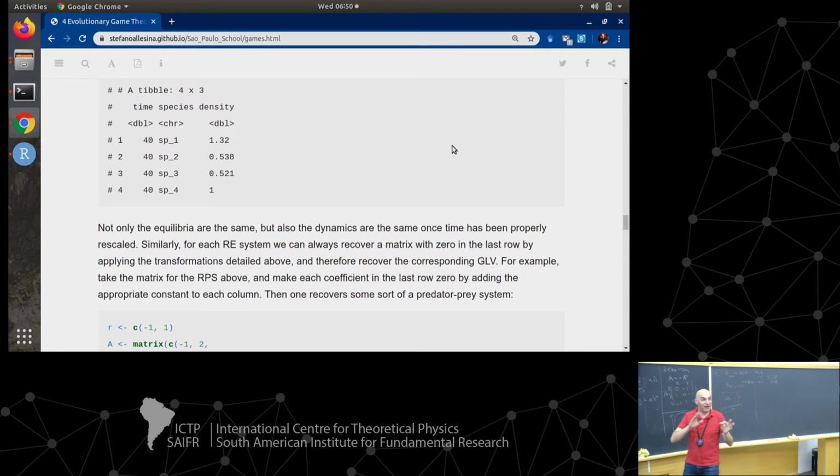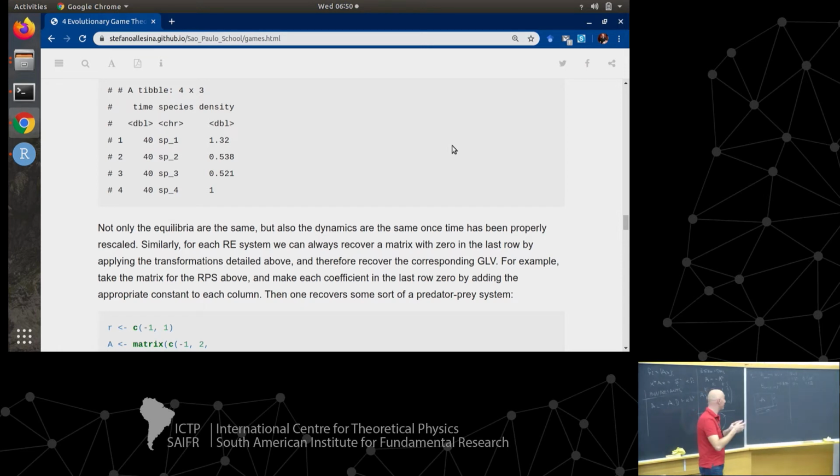Okay? So this is why it is a bit more confusing to interpret this parameter. Are these the growth rates, or is the next column the growth rates? You choose. It doesn't matter. All of these will give you the same exact map to the same replicator equation. Is this clear or not clear? If it's not clear, ask questions.